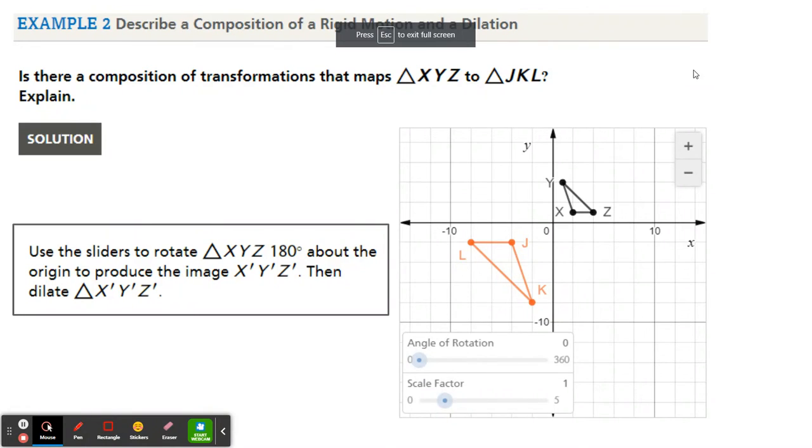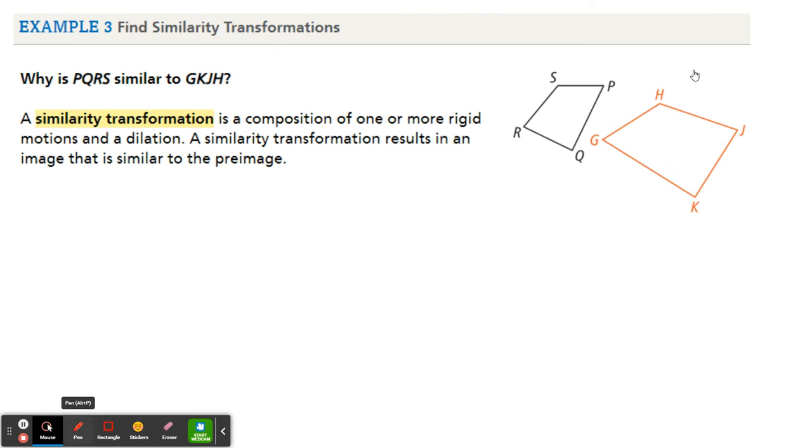Okay, so video 2 for lesson 7 kind of moves away from the coordinate plane and covers a couple more other topics. So here is the definition of similarity transformation and how it makes things similar. So in this question, it's saying why is PQR similar to GKJH? So the idea here is that you have two figures that are different sizes but the same shape.